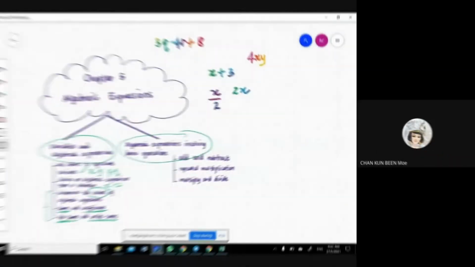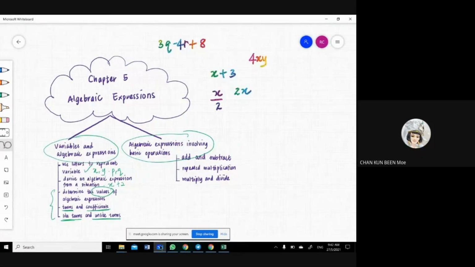So in the first subtopic, you learn variables and algebraic expressions. In the second subtopic, you are going to learn algebraic expression involving basic operation. The basic operations are like plus, minus, divide, multiply. These are the basic operation, including the bracket. Okay, so today we are going to learn add and subtract algebraic expression, plus and minus.